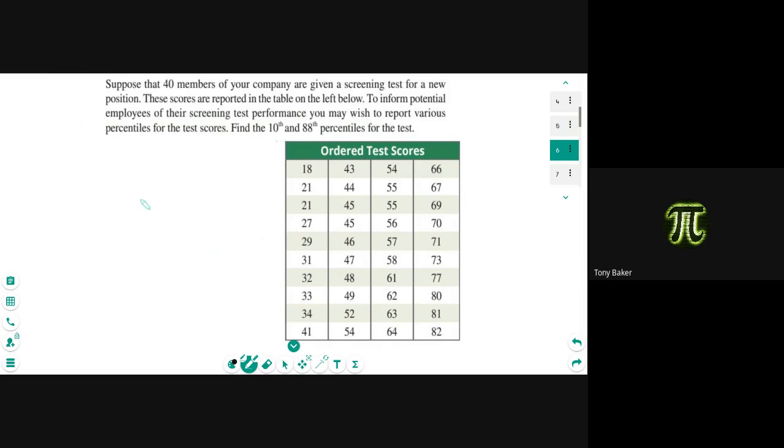All right. I gave them to you in order this time. Find me the 10th percentile and the 88th percentile. And there's 40 numbers here.